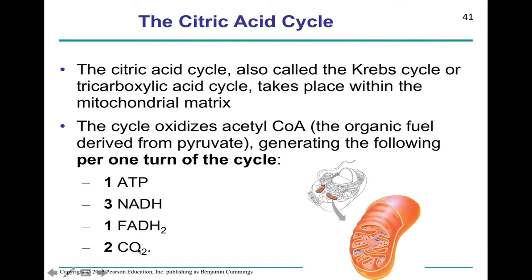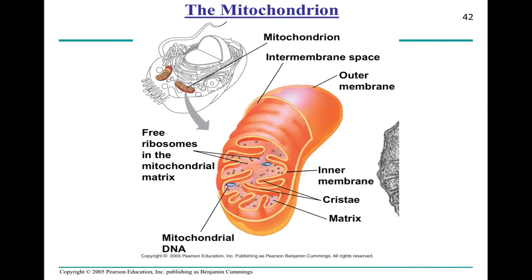During this process, do we have any profits? Yes, very much. Per citric acid cycle, it is 1 ATP, 3 NADH, and 1 FADH2. Now, what is this FADH2? This is a cousin of NADH. Again, another electron carrier. That's it.